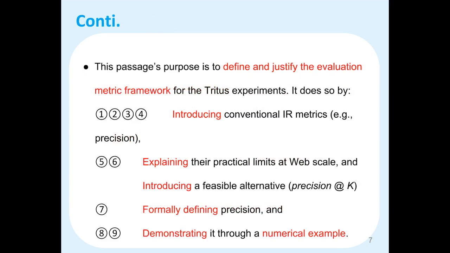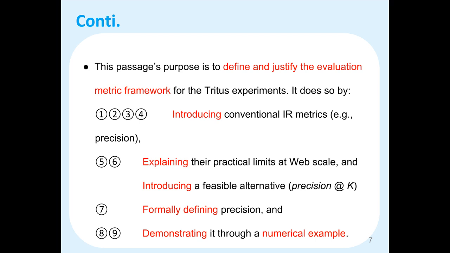We can break down this passage into 5 functional blocks that systematically persuade the reader of the metric's validity. The first block, covering sentences 1 through 4, is introducing conventional IR metrics. The second block, sentences 5 and 6, is about explaining their practical limits at web scale. The third block is the solution, introducing a feasible alternative, which is precision at K.